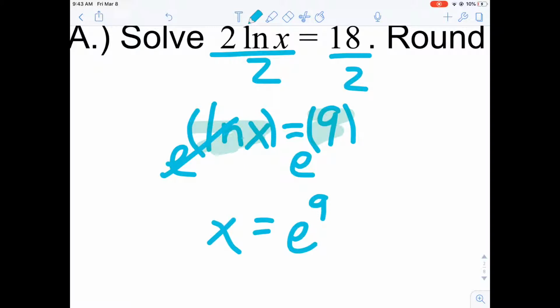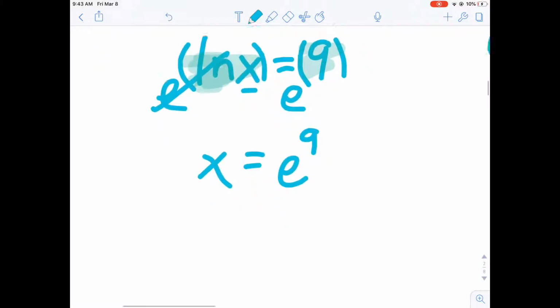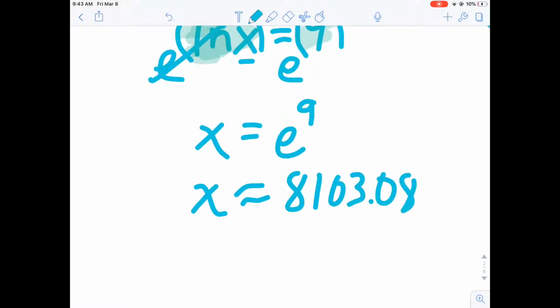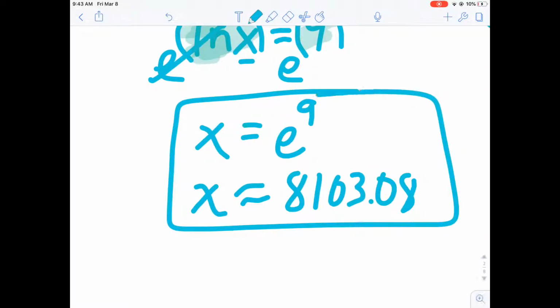So if you ever want to get rid of this logarithm that you would have in front of the x value, just raise it by whatever power this logarithm has as its base. And x, if you plug this into your calculator, will give you approximately 8,103.08. Or you can just leave it as e to the 9th power.